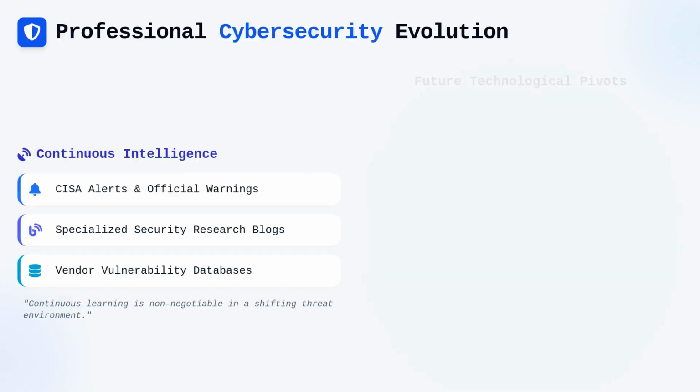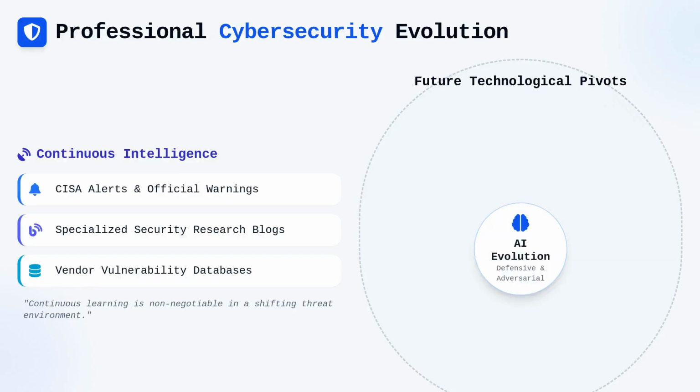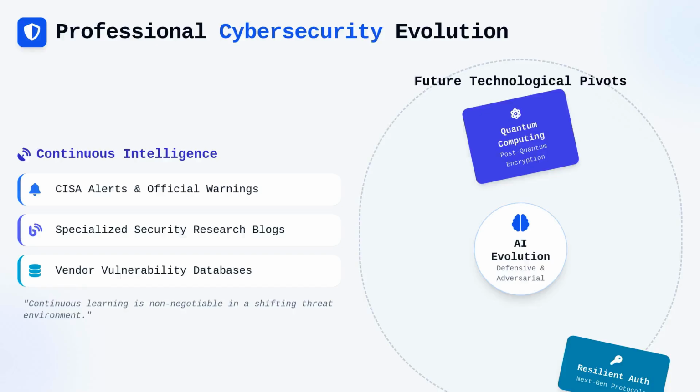Furthermore, you must prepare for a future defined by technological pivots, such as the maturation of artificial intelligence in both adversarial and defensive capacities. As quantum computing begins to challenge current cryptographic standards, the industry will pivot toward post-quantum encryption and more resilient authentication protocols. The ability to abstract your current knowledge to new technologies will be your most valuable asset as the fundamental principles of security evolve.